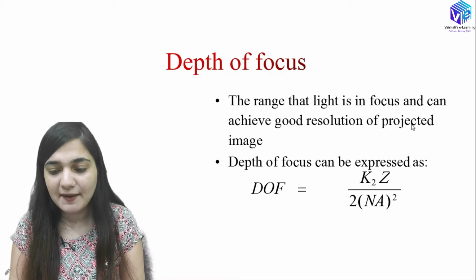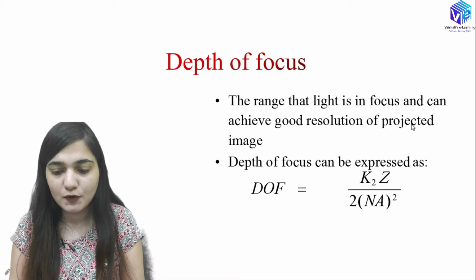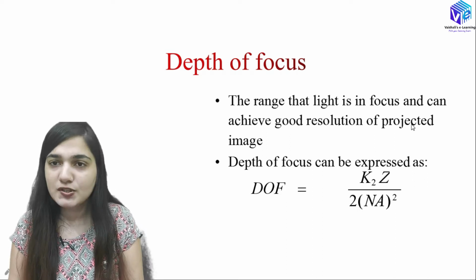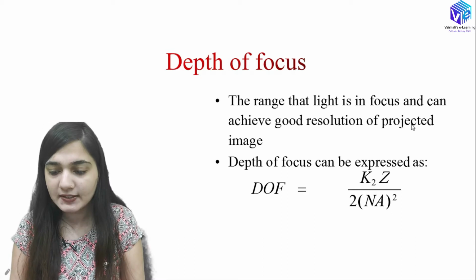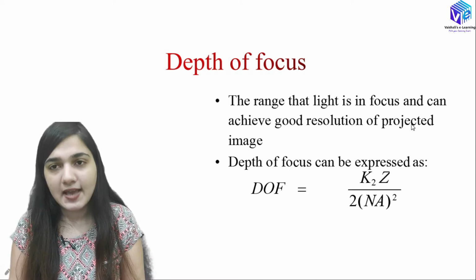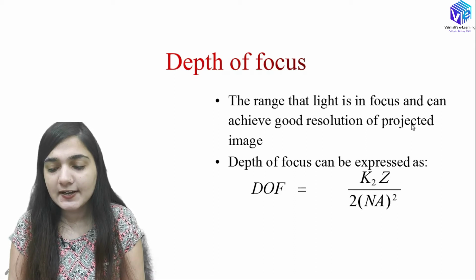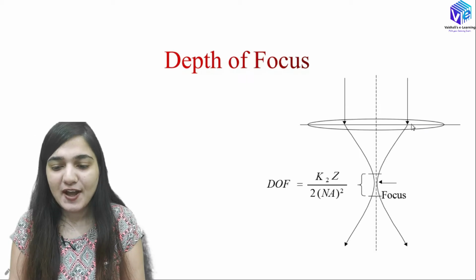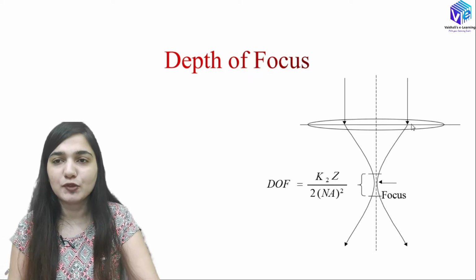So now coming to the depth of focus expression. It is expressed as K2 lambda upon 2 NA squared. Now K2 is a constant here, lambda is the wavelength, 2 is a constant, and NA is the numerical aperture. So it is directly related to lambda, and it is inversely related to the numerical aperture squared. I hope you understood this. Coming to the depth of focus.